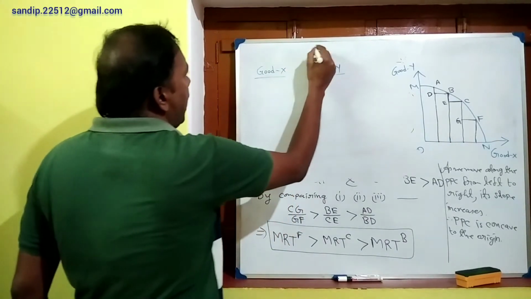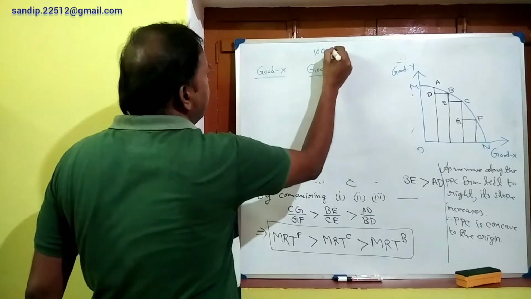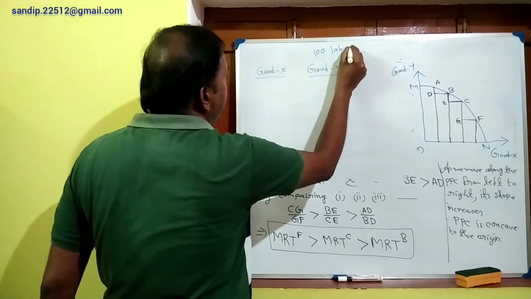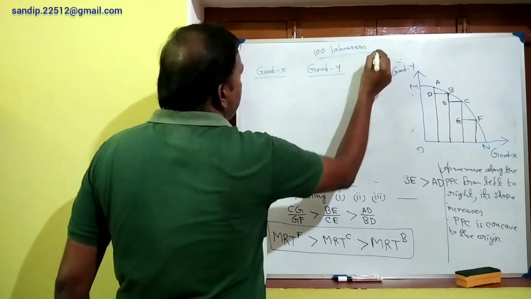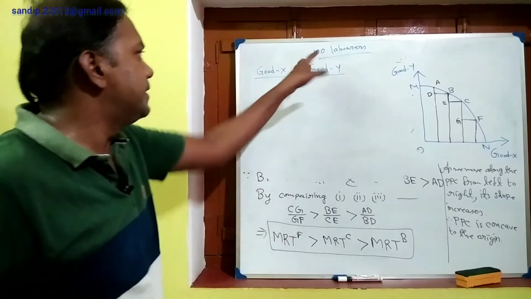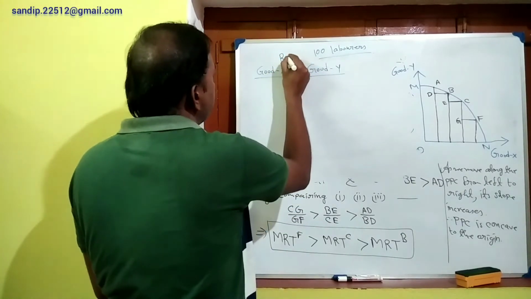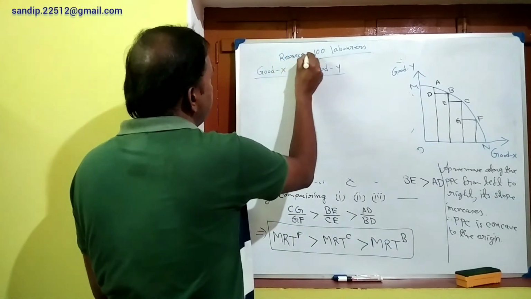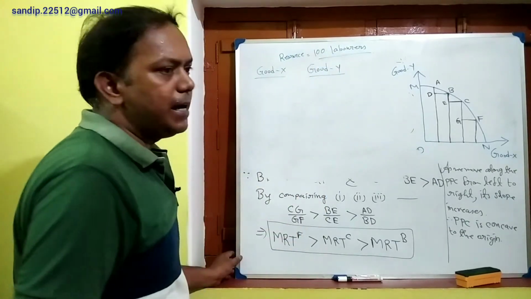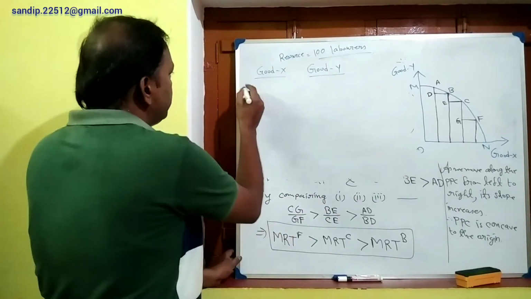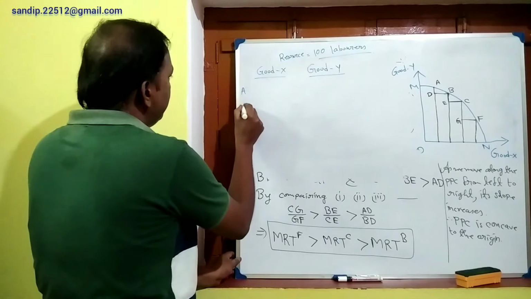There you can see I have already taken that there are 100 laborers to a producer, meaning it is the amount of resource. So it is the resource.